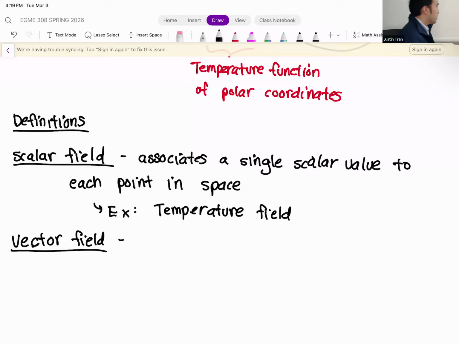Okay, and so another type of field that we have is called a vector field. Now, these get a little bit confusing because we're looking at functions of multiple variables, and so there's x, y, z being thrown around. But a vector field is one where we associate a vector quantity to every single point in space.